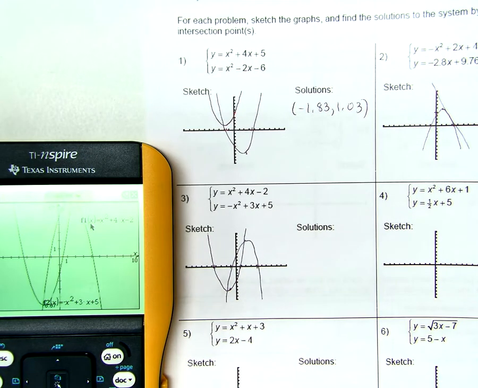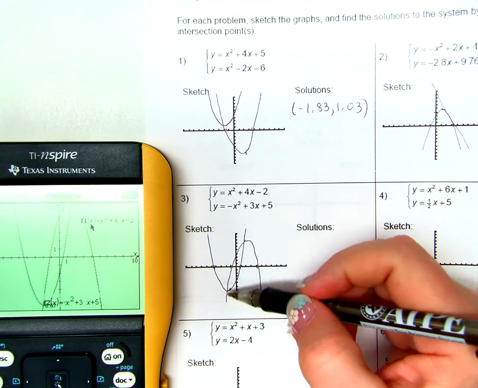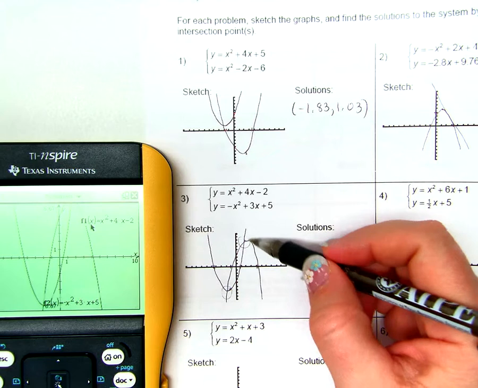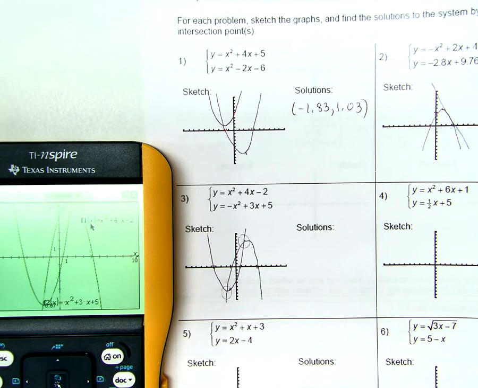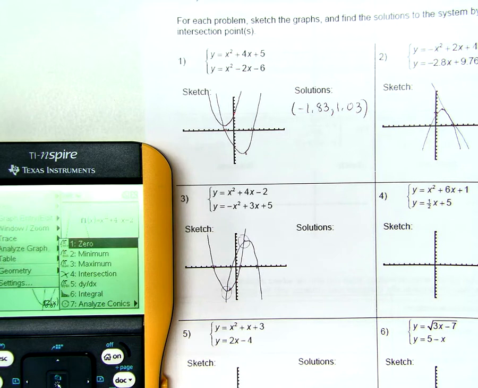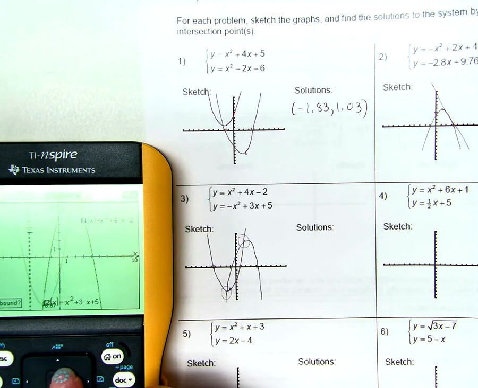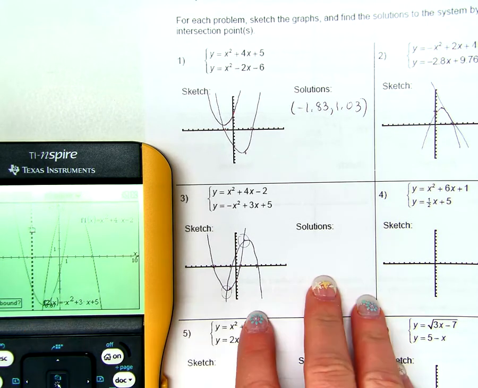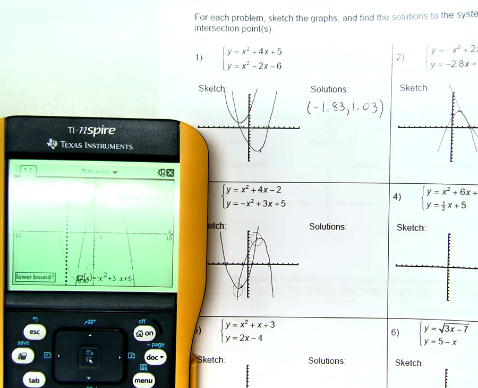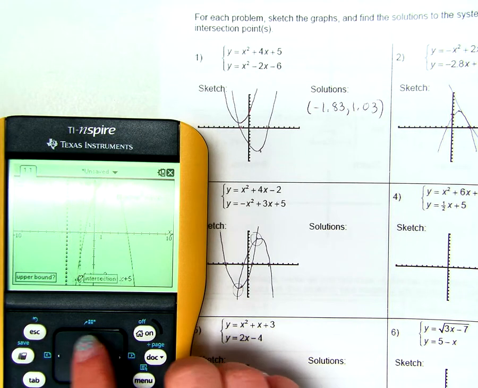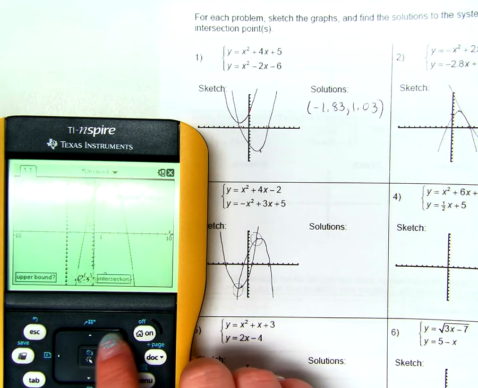Can you tell that this time there are two solutions? There's one down here and one up here. We have to find both solutions. Okay, so we're going to do menu, analyze, point of intersection. Got to put it on the left side of this intersection on here, and hit enter. And we need to move it to the right side. We can't move it all the way over and get both intersections.